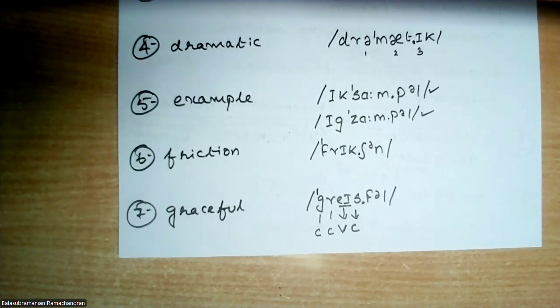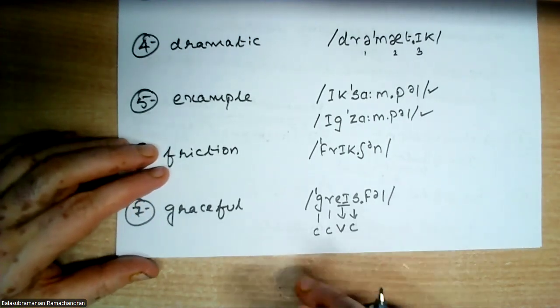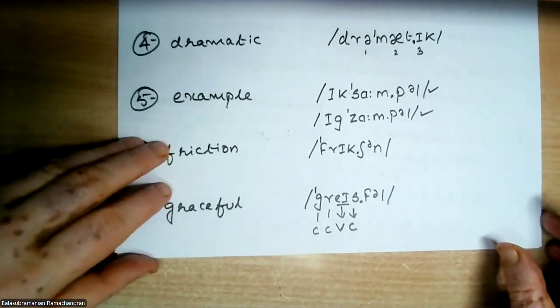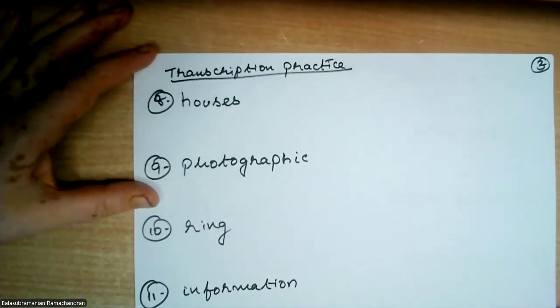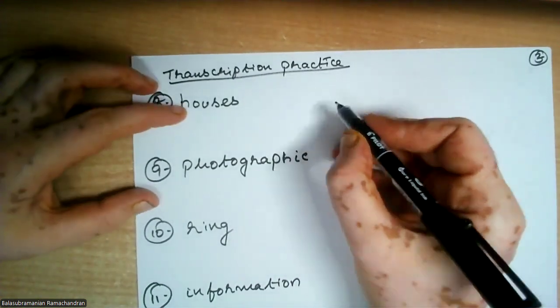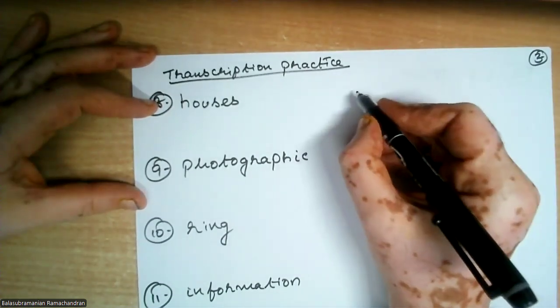All right, people. So shall we move on to the next word? Word number 7 is graceful, and let's move on to word number 8. Word number 8 is interesting. It is houses. H-O-U-S-E-S. I think I've given the pronunciation already.